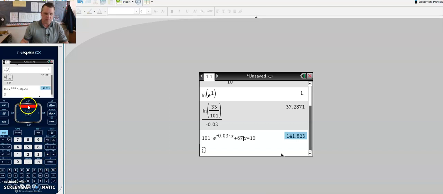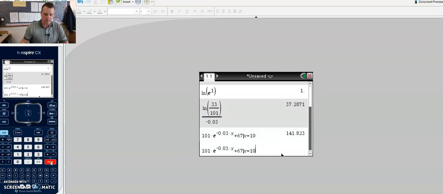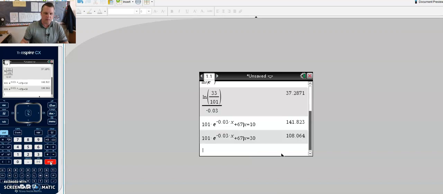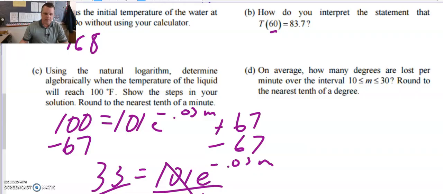141.823. Bring this down. I need 30. Delete to 30. There's your output, 108.064. I'm not going to round to the tenth yet because it says round to the nearest tenth at the end. Okay, so 141.823 and 108.064. Now here we go back to this.